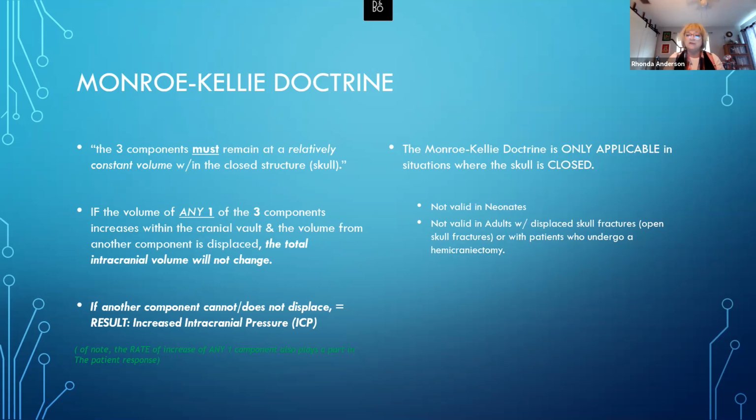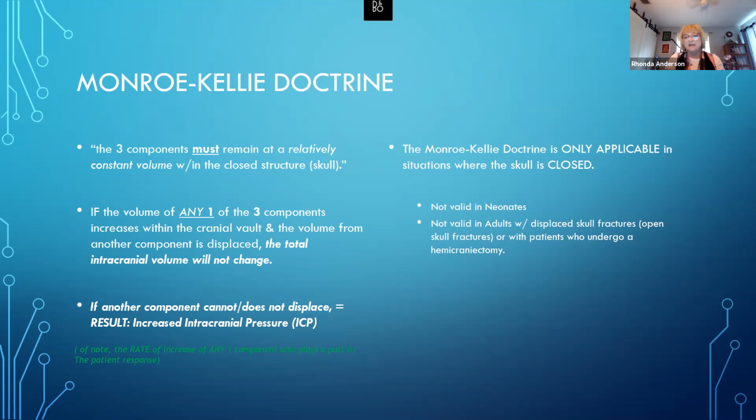The Monro-Kellie doctrine is only applicable in situations where the skull is closed. So it's not valid in the neonatal population because their foramens have not closed. They're little soft spots. The anterior usually closes within 18 months. The posterior usually closes within about 6 to 8 months.